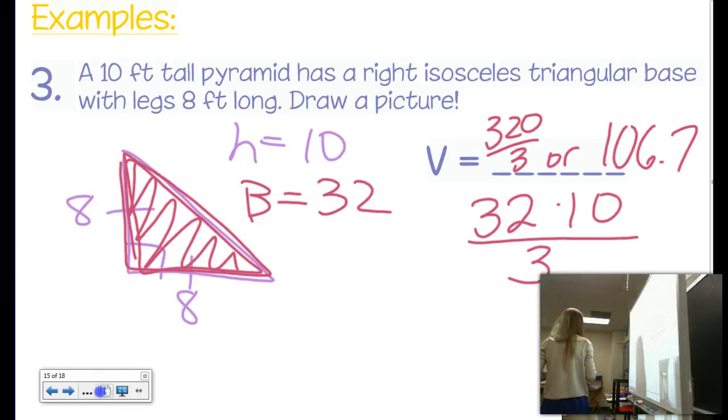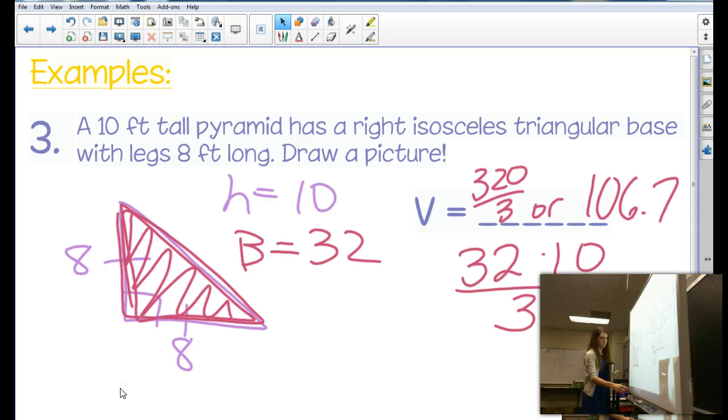106.7. You'll stick with the decimal. Okay. All right. We good? Flip your paper over. Let's move on to cones. Skip number 4.